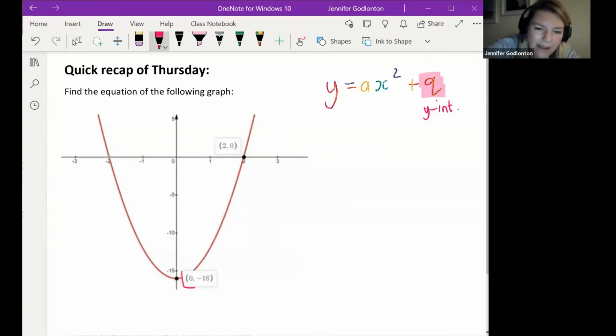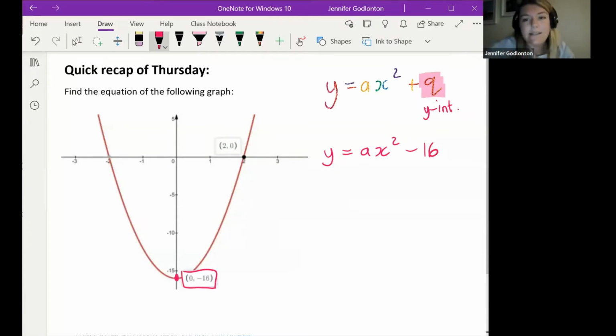Our y-intercept is when x is equal to 0. And in a parabola, it's always going to be the point where it turns around, so your minimum or your maximum. And we can see here that it's minus 16 because that's where it crosses our y-intercept. So we actually already know that Q is minus 16.